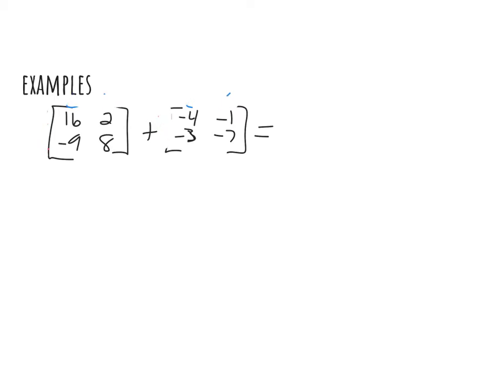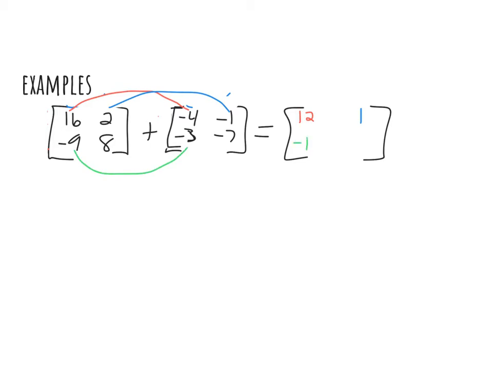So now in order to add these together, we're going to add the numbers that are in the same position. So I'm going to take 16 plus a negative 4. 16 plus a negative 4 gives me 12. So 12 is the new number in that position. I can take 2 plus a negative 1. That gives me a 1. I can take negative 9 plus a negative 3. That gets me a negative 12. And I've got 8 plus a negative 7. That gets me 1. So when I add those two matrices together, this is the matrix that I end up with.